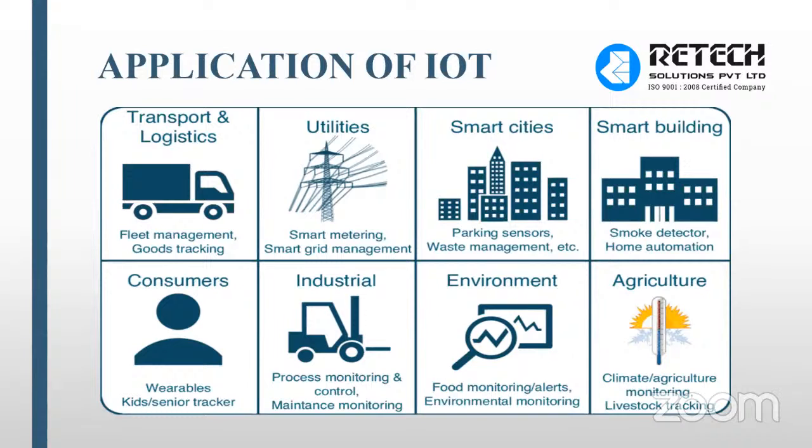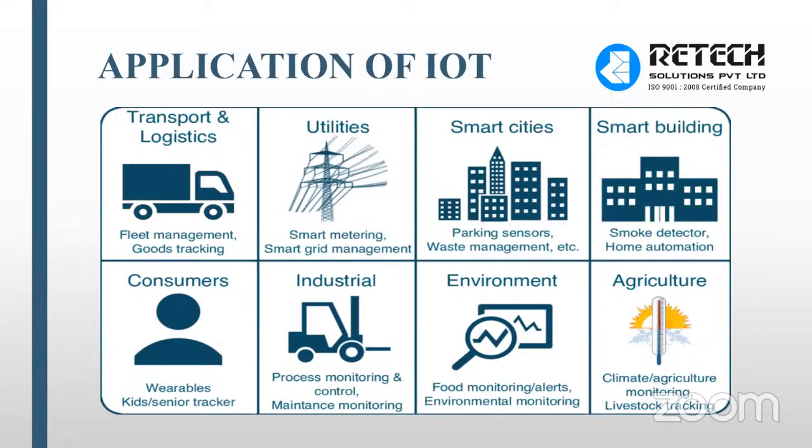Smart meter means we read the data from the voltage and current sensors, the voltage and current used in our home. Then the data is uploaded to the cloud, so we can easily monitor the data using the cloud. That is smart metering and smart grid management.